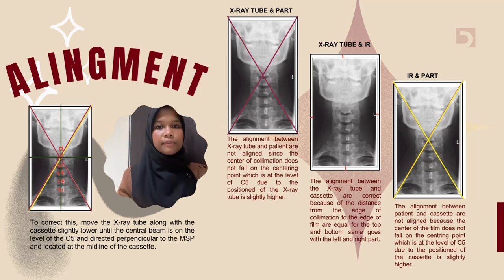The last one is between the tube and IR. The alignment between the tube and IR are correct because of the distance from the edge of the film to the edge of the collimation are equal for the top and bottom. Same goes with the left and right. At this position, move the tube along with the cassette slightly lower until the central beam is on the level of C5 and directed perpendicularly to the MSP and located at the midline of the cassette.